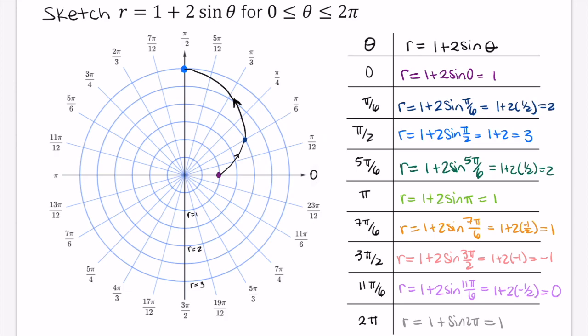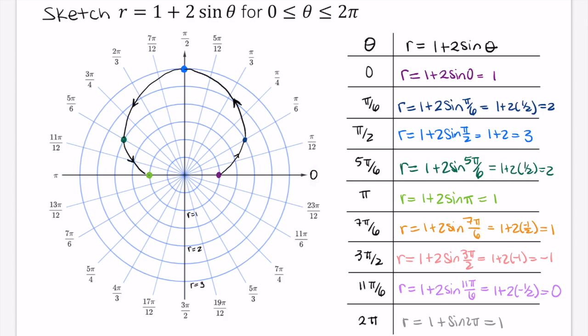Next one, we are at 5 pi over 6. Our radius is equal to 2. So here is 5 pi over 6. This is the terminal side of this angle, and we need to be at a radius of 2, so that's here. And just continue connecting the dots as you go. When we are at an angle of pi, so the terminal side would lie along this line. The radius is 1. All right, so far so good.